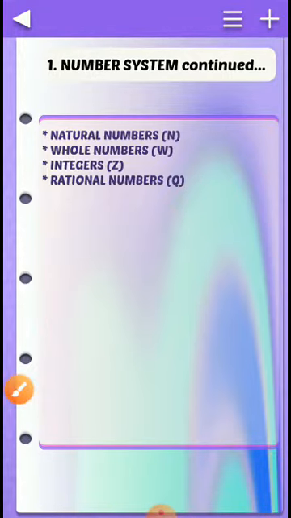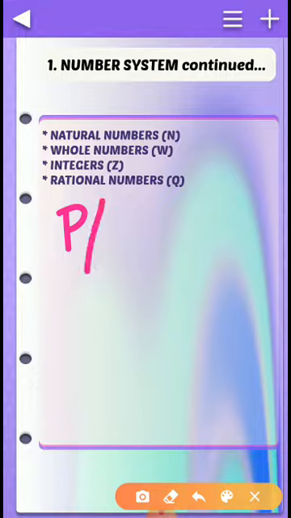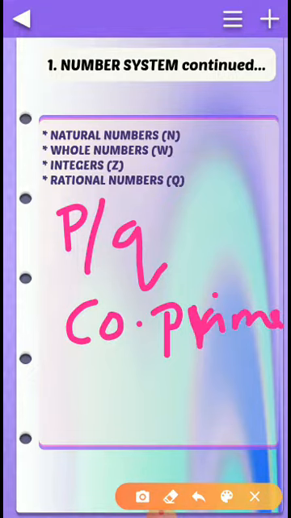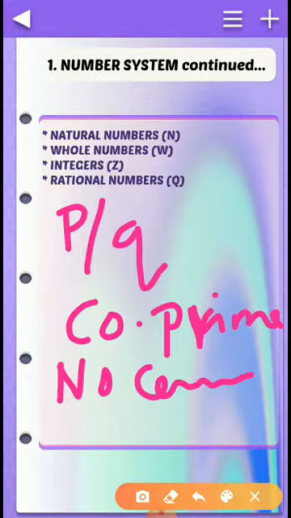Now, what was a rational number? It can be written as P by Q, where P and Q are integers and Q is not equal to 0. Also, we came across that they are co-prime. Co-prime means there is no common factor other than 1, so only 1 is the common factor. This is what we had seen till yesterday.